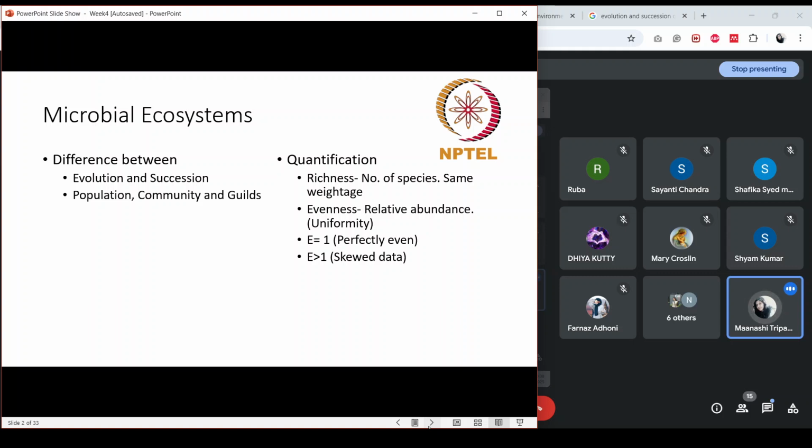So the first thing is, if you remember, what is the difference between evolution and succession? Other than that, what is the difference between population and community? Is there anyone who can answer this? You can respond, or you can type in the chat box. First, the difference between evolution and succession.